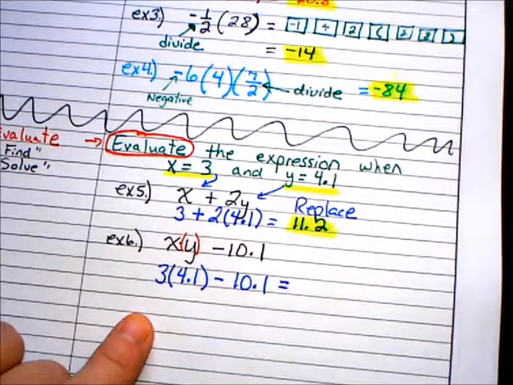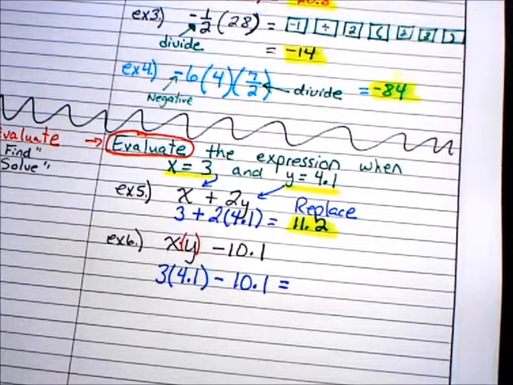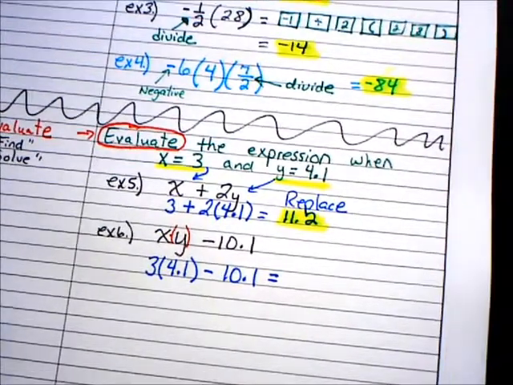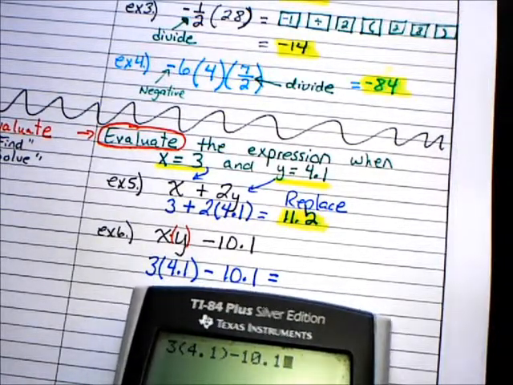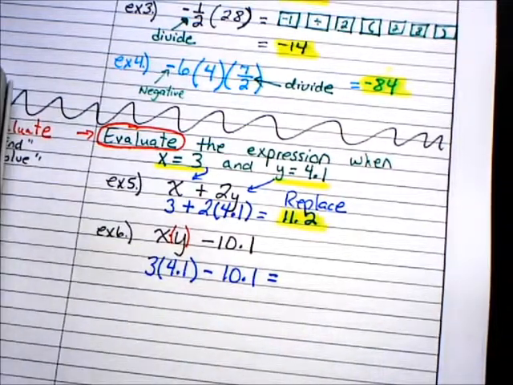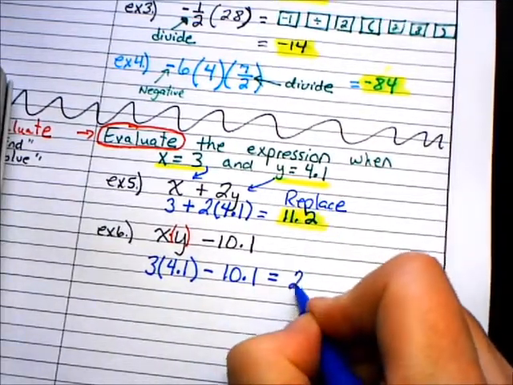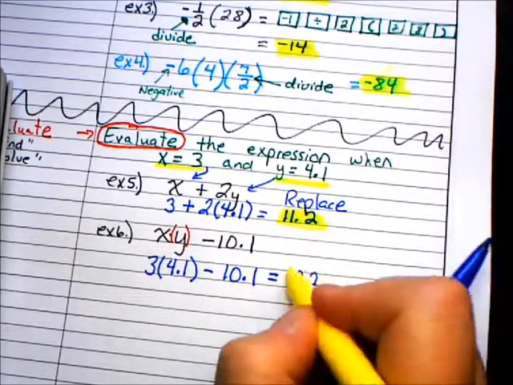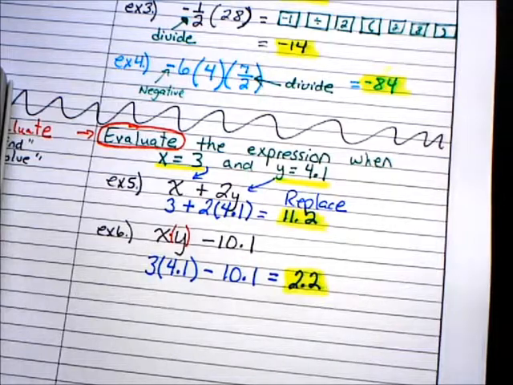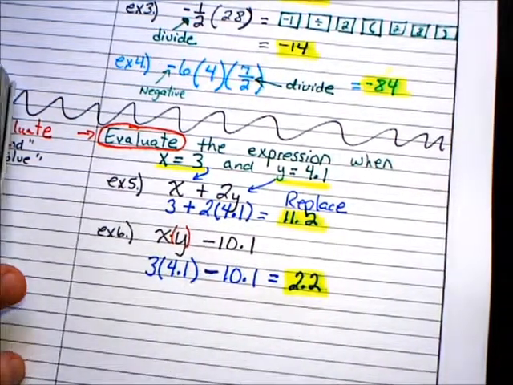Alright, type that in your calculator. Let's see if we match. Okay, if I push enter, I came out with 2.2. And if you did not get 2.2, look back at your problem and see if you missed a decimal or a parentheses, or make sure that this was a subtract and not a negative.